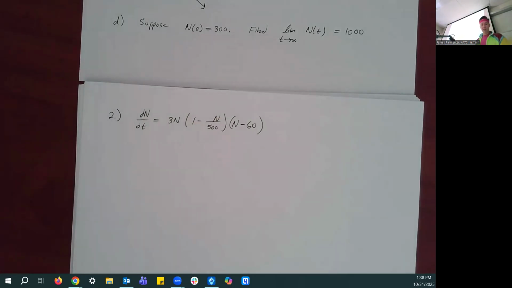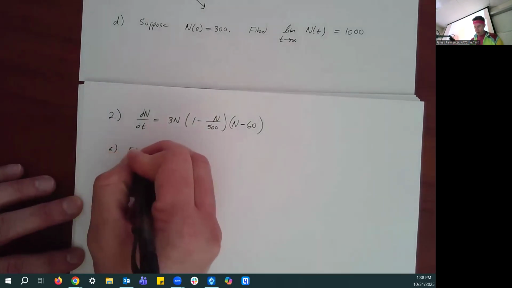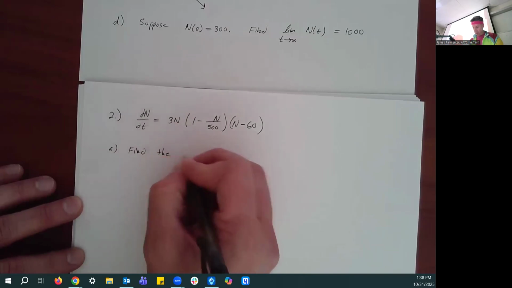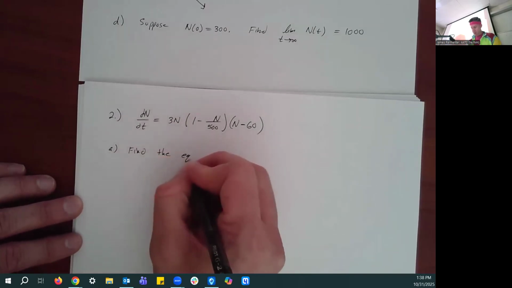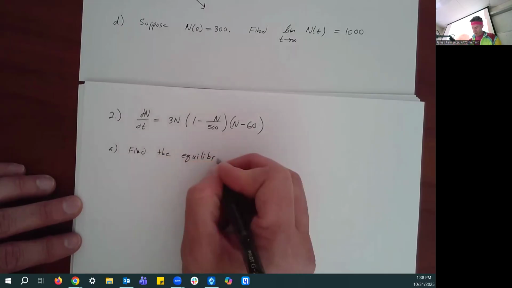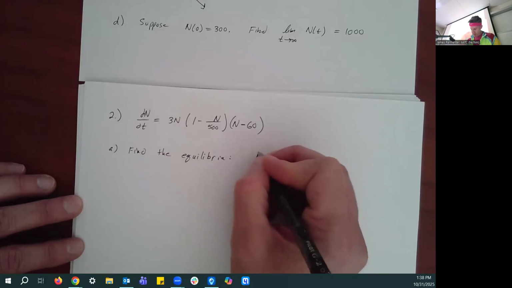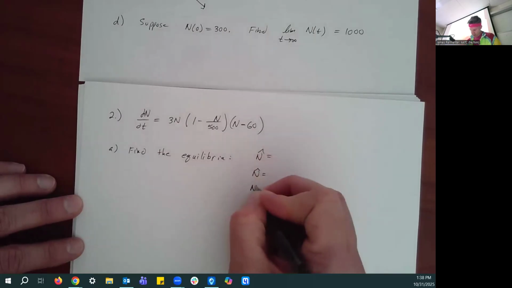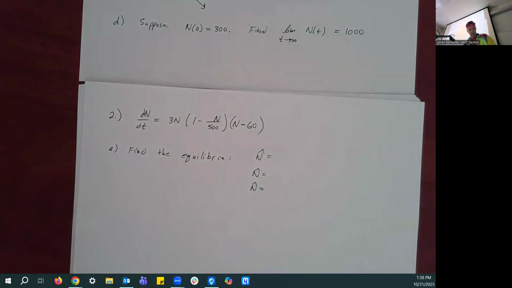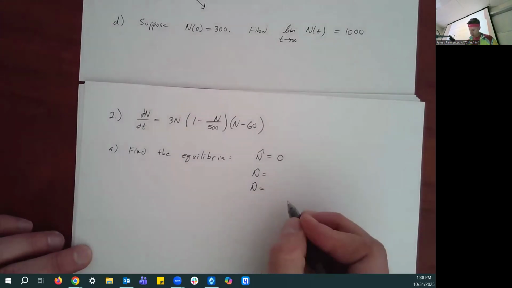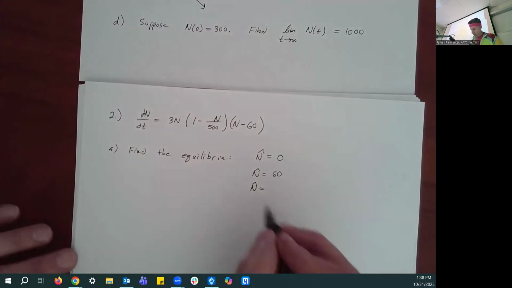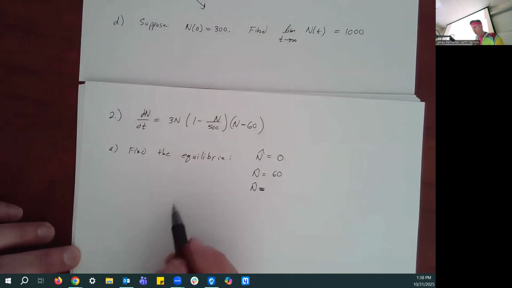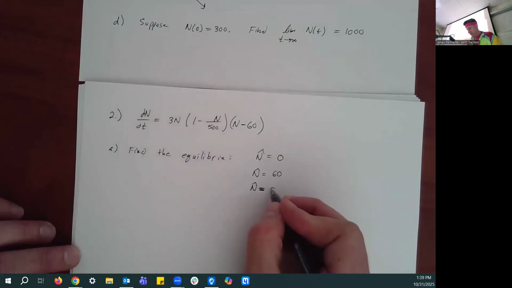Same questions. First question, find the equilibrium. In fact, I want you all to write them down right now. Find all 3 equilibria. They should be pretty easy to see what they are. Two of them are really easy, 0 and 60. The third one, a little more work to see that it's 500. But those are your 3 equilibria.